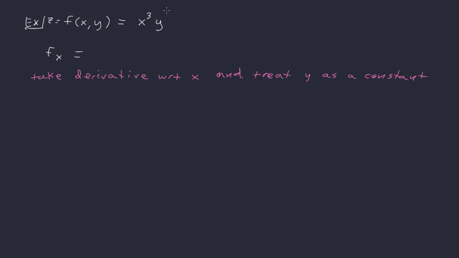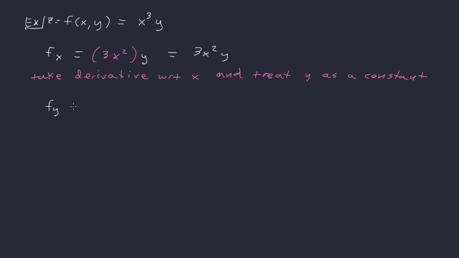Okay, so what we do is, again, we're just going to differentiate this with respect to x. So the derivative of x cubed is 3x squared. And we're going to treat y like a constant. Well, y is a constant, we just leave it outside. It remains unchanged. Okay, so this will end up being just 3x squared y at the end.